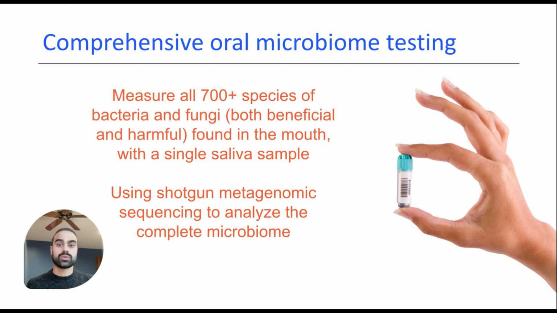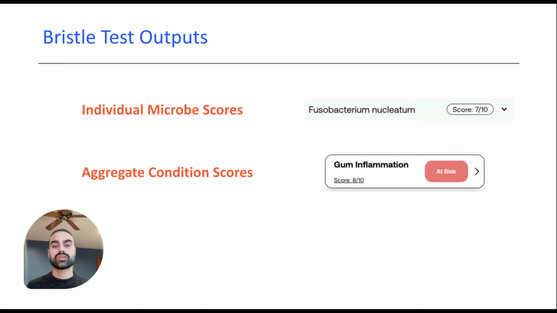Tests that use older sequencing technologies like qPCR can only detect a handful of bacteria. For example, they may only measure 5 bacteria related to cavities or 10 bacteria related to periodontal disease. But with a single Bristle saliva test, you receive a full analysis of all 700 plus bacteria and fungi that are found in the mouth, which gives a comprehensive view into an individual's oral microbiome and the status of their health. Next, let's take a look at the types of outputs you'll see on a Bristle report.